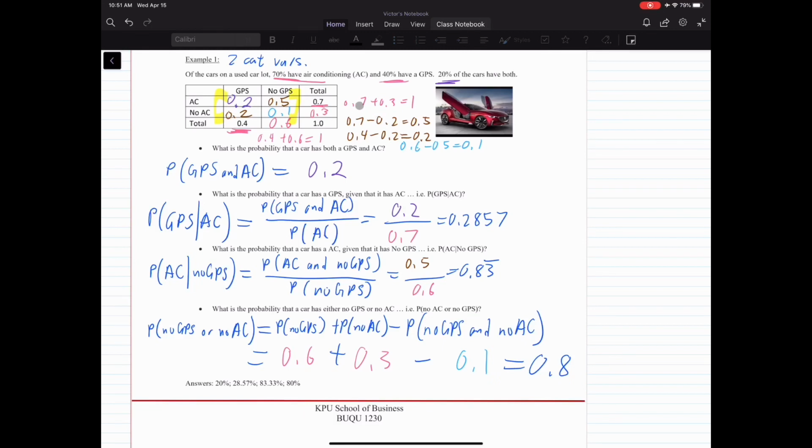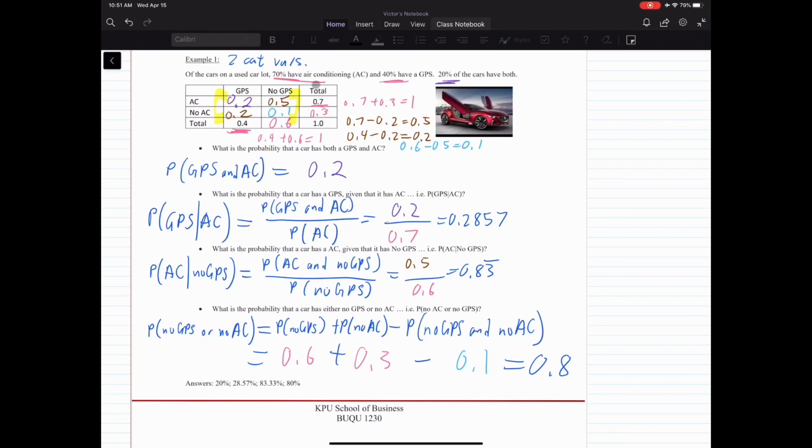In the contingency table, we have two categorical variables. The first categorical variable is AC and no AC, so that's in the row. The second categorical variable is GPS and no GPS. And for the contingency table, all the probabilities have to add up to 100%, so that's why we have the total of 100% here.